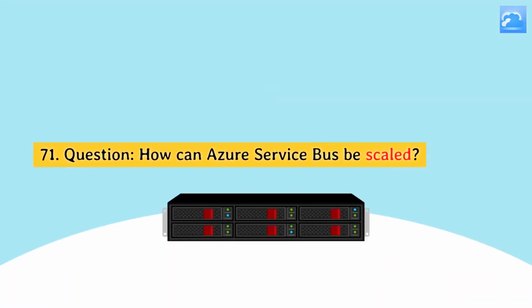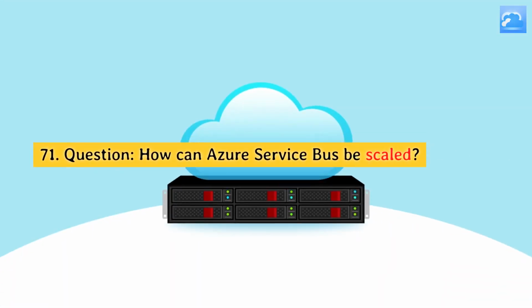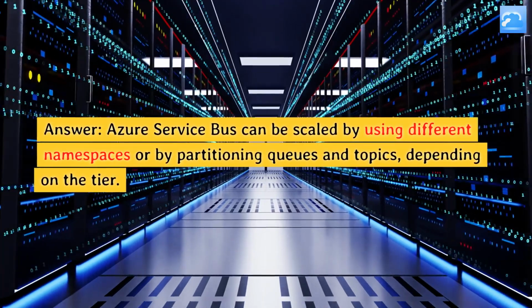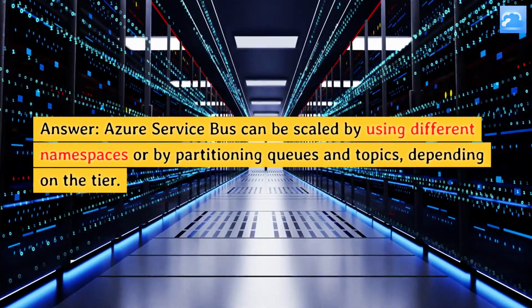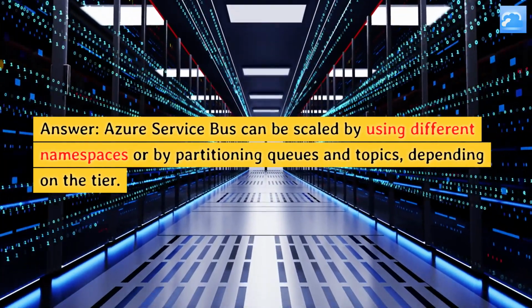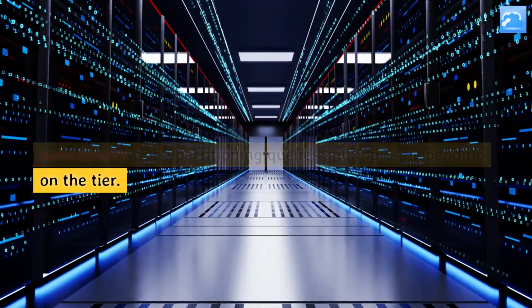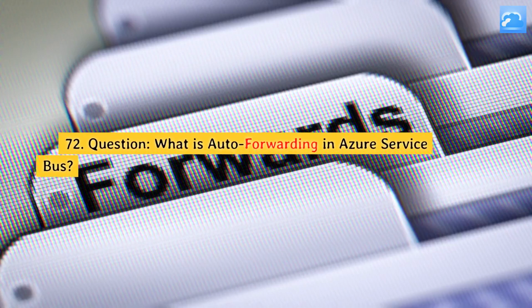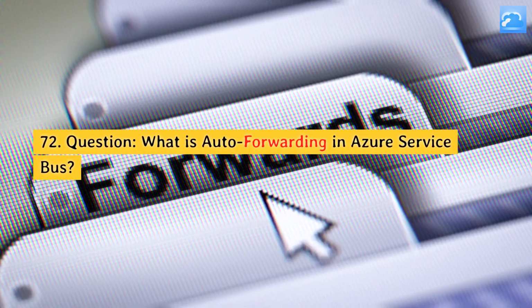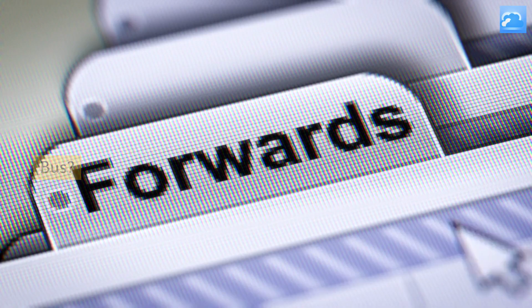71. Question: how can Azure Service Bus be scaled? Answer: Azure Service Bus can be scaled by using different namespaces or by partitioning queues and topics, depending on the tier. 72. Question: what is auto-forwarding in Azure Service Bus?